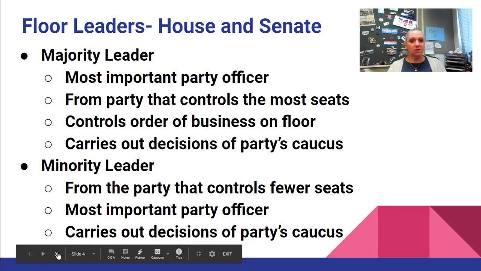Whereas in the House, yes, the majority leader has power, but typically the majority leader is also of the same party as the Speaker. So the Speaker tends to hold more power than the majority leader in the House, but in the Senate, it is the majority leader. Both majority leaders control the order of business on the floor. Of course, the majority leader in the House will be working with the Speaker of the House. They carry out decisions of the party's caucus. So what is the party wanting to see done in terms of votes in favor or not in favor? What are the goals of the party?